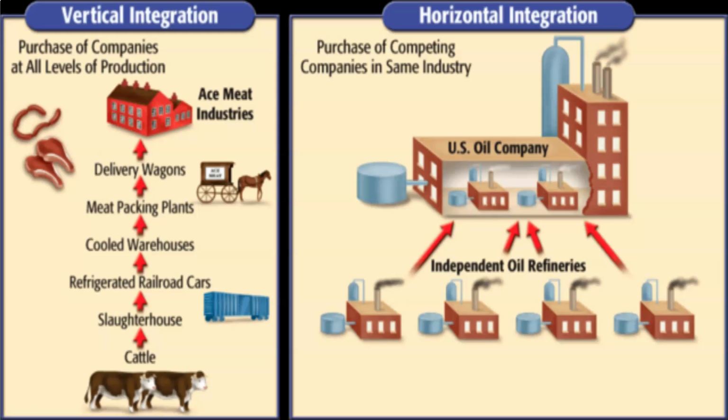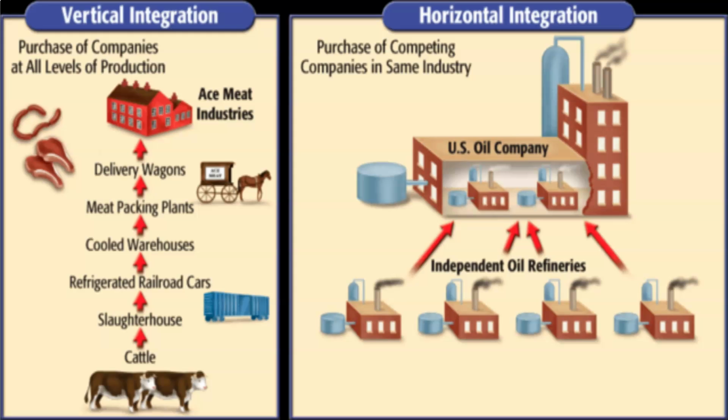Before we move on, let's take a quick look at the difference between vertical and horizontal integration. Let's start on the left with vertical integration. What vertical integration means is you own each level of production. In this case, this is the meat industry. If you use vertical integration to save money in the meat industry, that means you own herds of cattle. You have constructed your own slaughterhouses. You have constructed your own refrigerated railroad cars, and so on and so forth. Since you own each level of production, you don't have to pay others to do this for you.